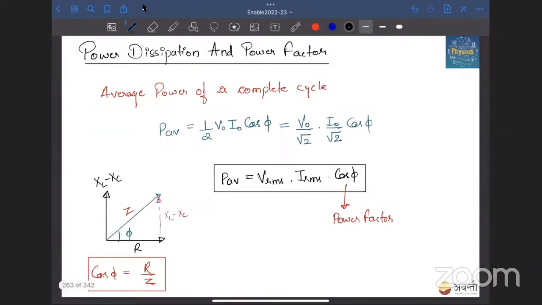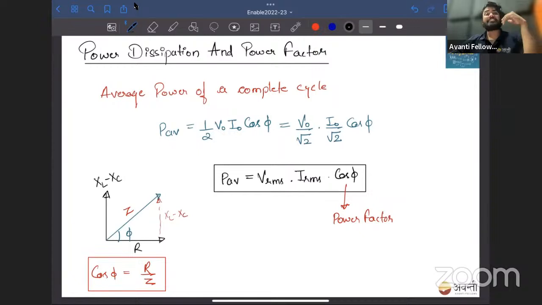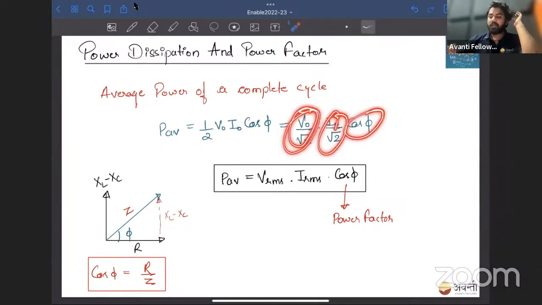Now let's come to power dissipation and power factor. So power over a complete cycle is half V naught into I naught into cos phi, where V naught and I naught are the maximum or peak voltage and current. If I want RMS, then I will just divide this 2 into 2 parts, root 2 and root 2. So V naught by root 2, I naught by root 2, cos phi. V naught by root 2 is VRMS, I naught by root 2 is IRMS, and cos phi is cos phi.